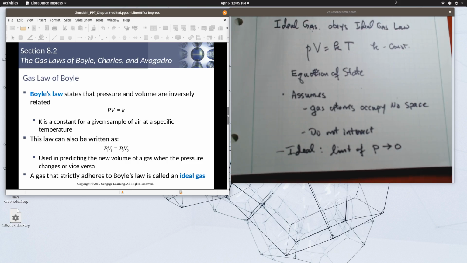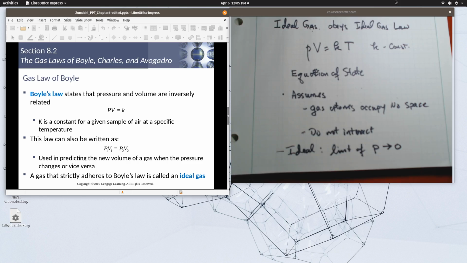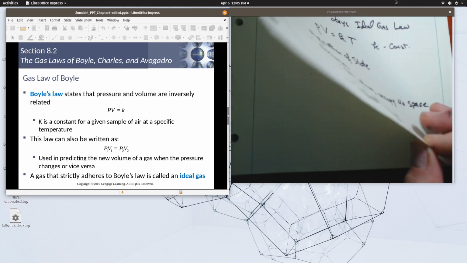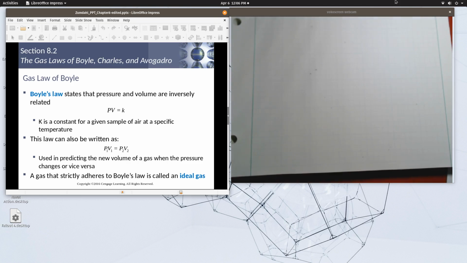And so all real gas laws must give the ideal gas law in the limit that the pressure goes to zero. Okay, so that's a key theoretical construction that we must see for any real gas law. And there are many real gas laws. Okay, so Boyle's law is one.